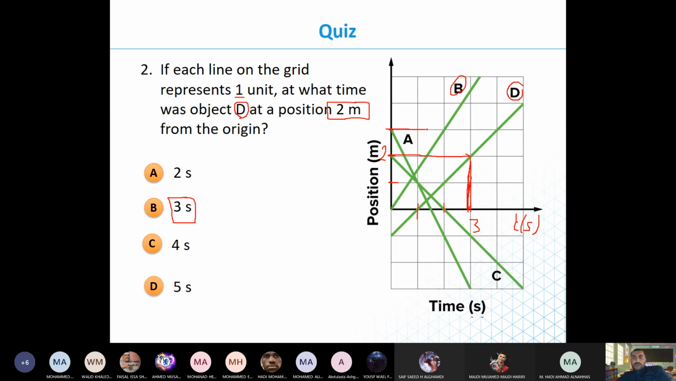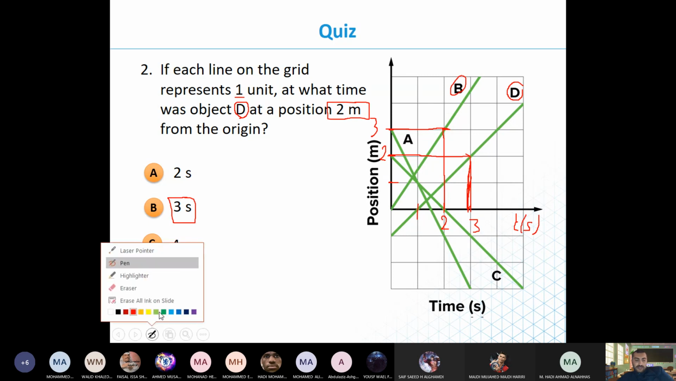So I will go towards graph B. 2.5? Why 2.5? See it here. B is in the middle. Mister, this is a 3. Okay, 2. Mister, the answer is A, 2. Excellent. Another time, let's say here, I will erase this.